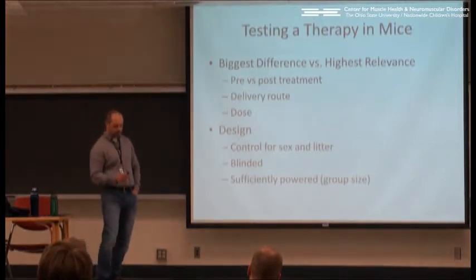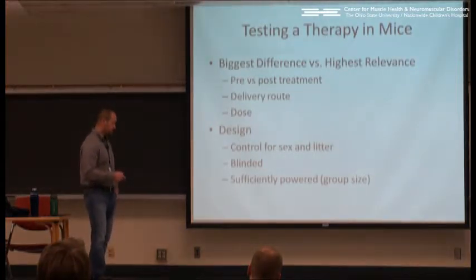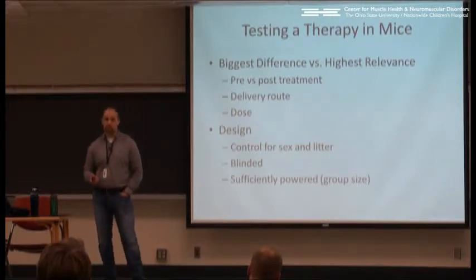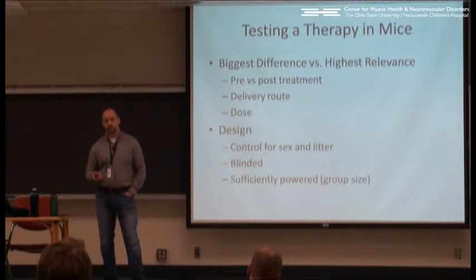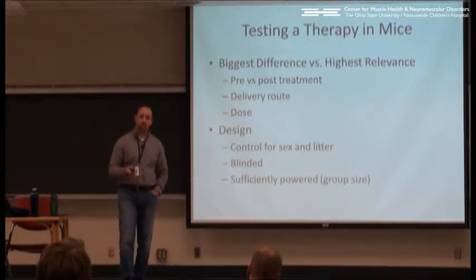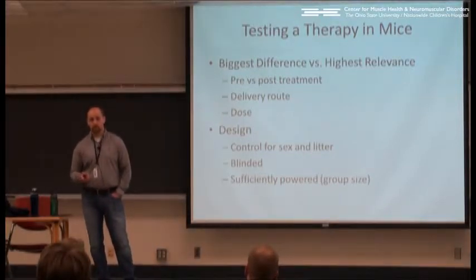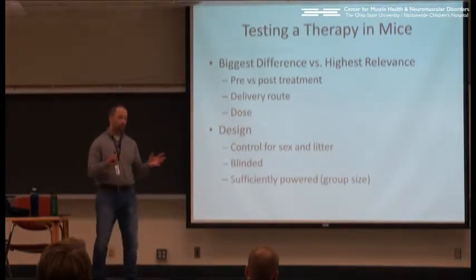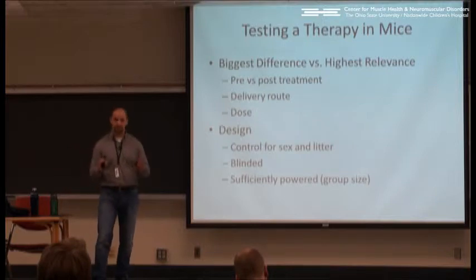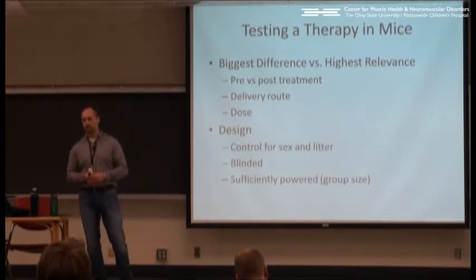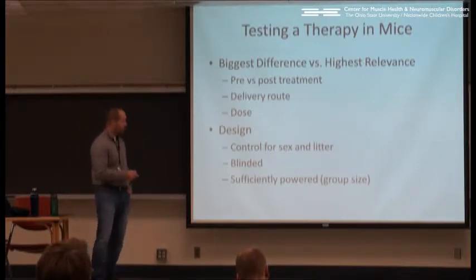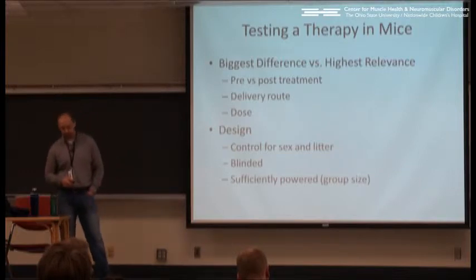So what should you balance for? You should balance for sex, for gender. We know that in the G93A animals, the disease is more severe and more rapid in males. So you either need to study all of one gender or all the other, or have them appropriately balanced. If treatment A has all males and treatment B has all females, you may have artificially created a difference. You want to control for litters.